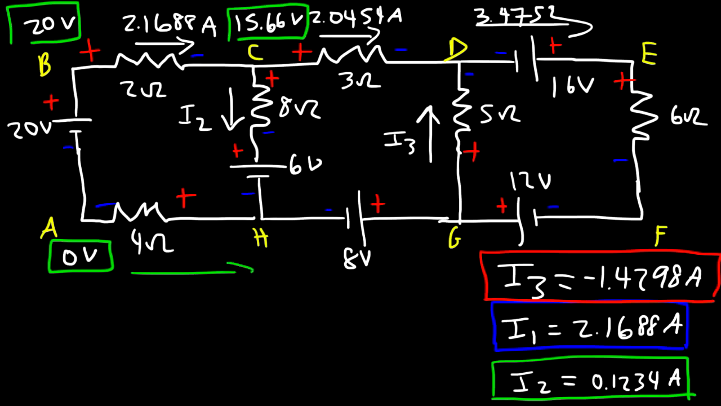Now let's go this way. So we're going towards a higher potential, and the current through the 4 ohm resistor is I1, which is this value. So it's going to be 0 plus, because we're going towards a higher potential, plus 4 times 2.1688. So the potential at H is 8.675 volts.